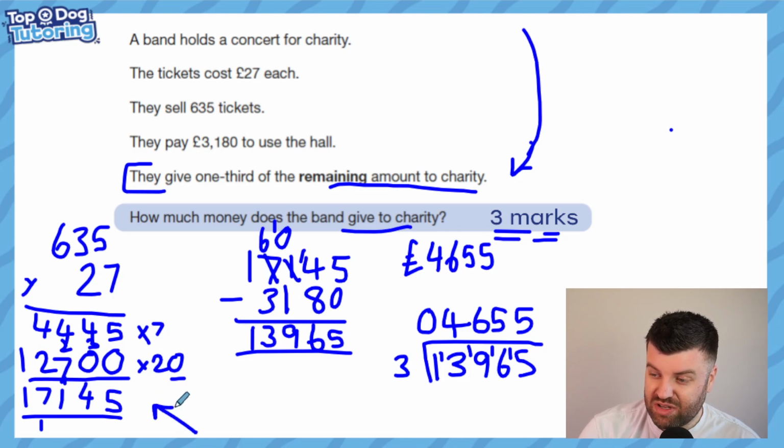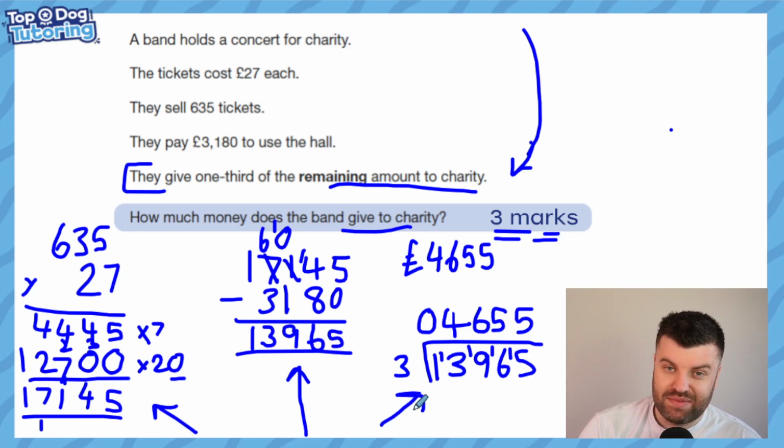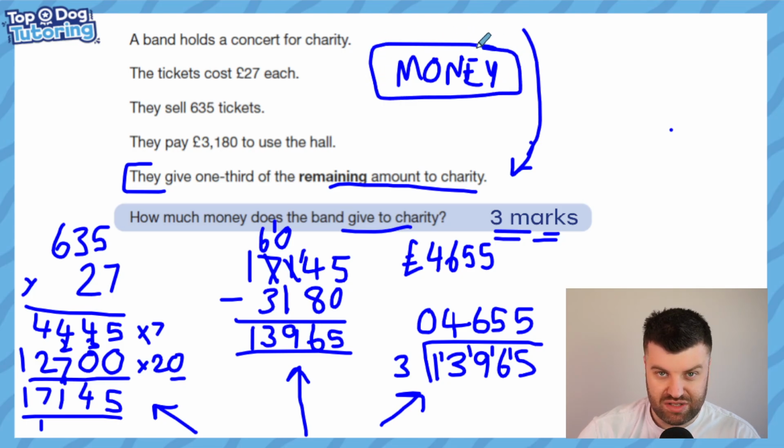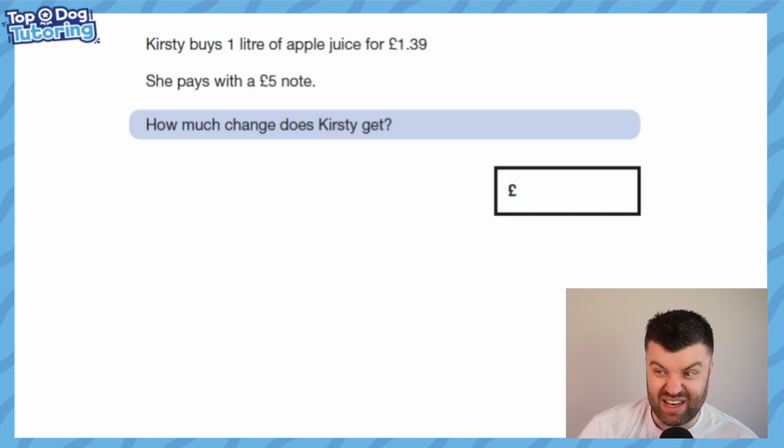Here we're testing long multiplication, here we're testing subtraction, here we're testing fractions and division. All of that comes under the umbrella of money. That is why money is such a good thing for the test writers to put into their test, because they can test pretty much anything using money.